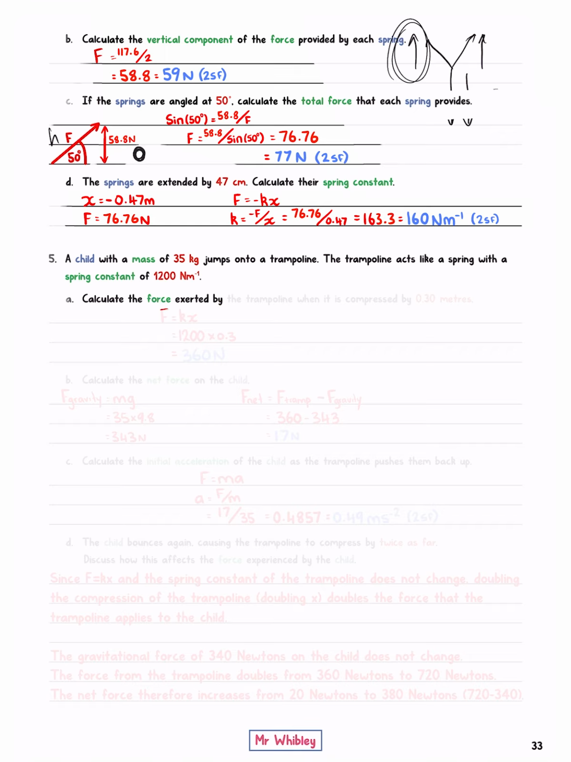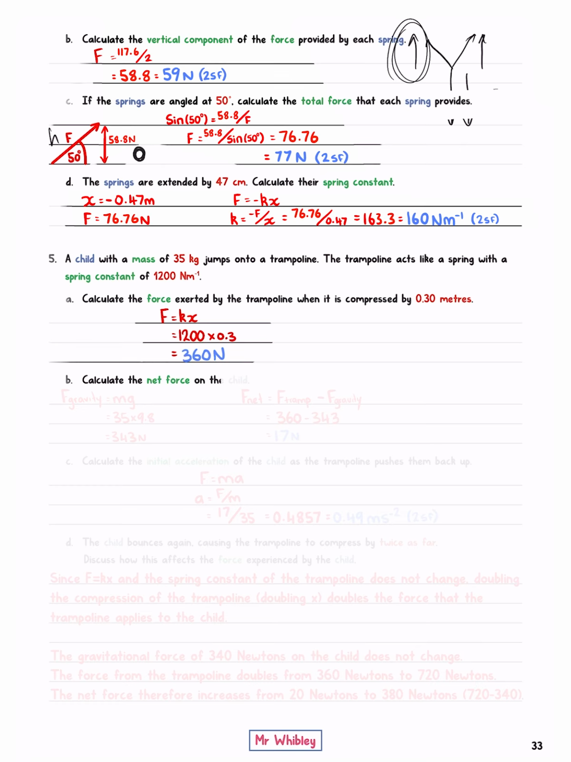Calculate the force exerted by the trampoline when it's compressed by 0.3 meters. Force is negative kx, but since we're only concerned about the magnitude, we can just use kx. Putting these numbers in gives me 360 newtons.